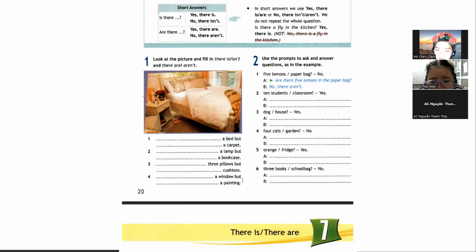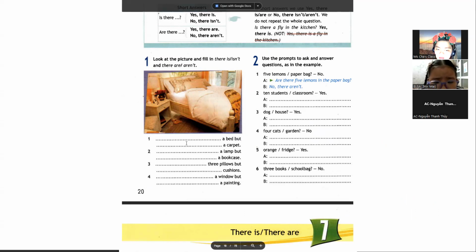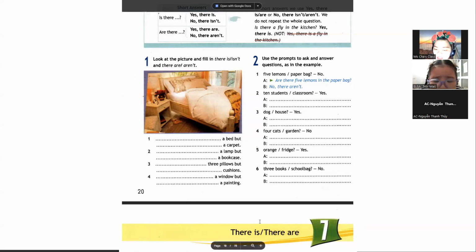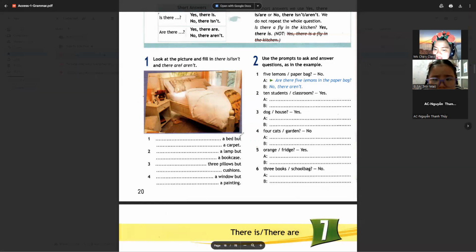There is a bed, but there isn't a carpet. Good. Elsa, take note. When a word is followed by but, the situation is that it's positive but negative, or negative but positive.